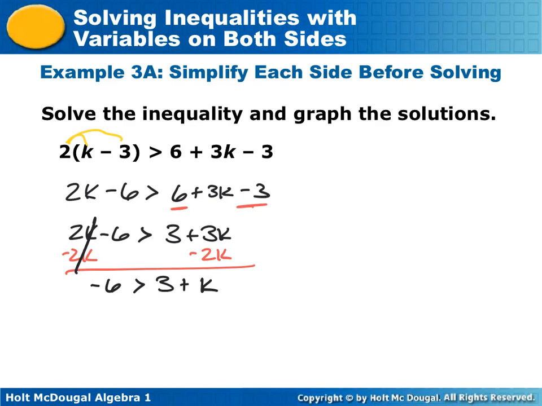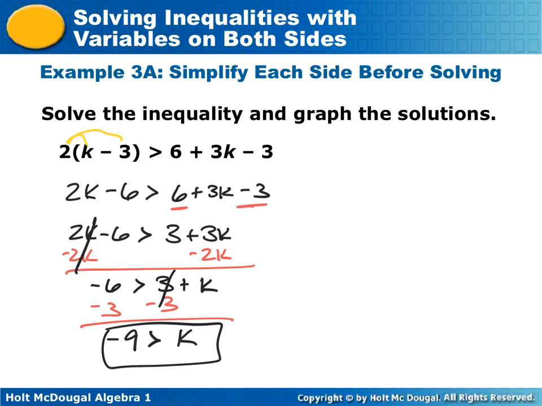3k minus 2k is just k. Then you will subtract your 3, and you're left with negative 9 is greater than k. And that is your final answer for the inequality.